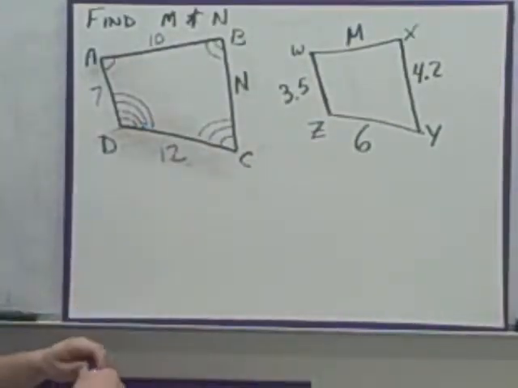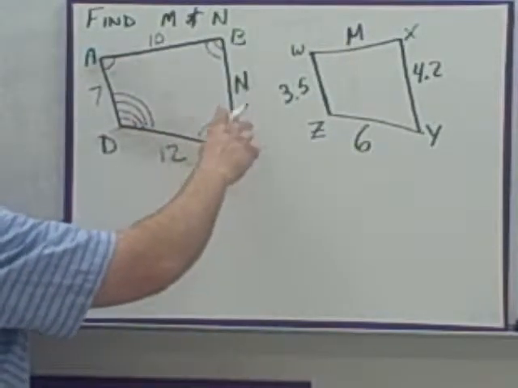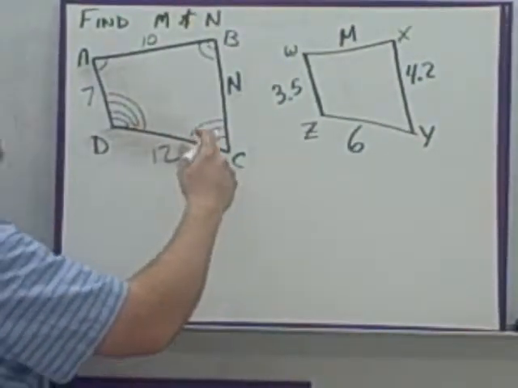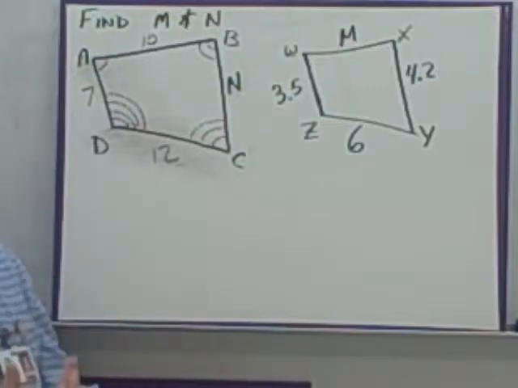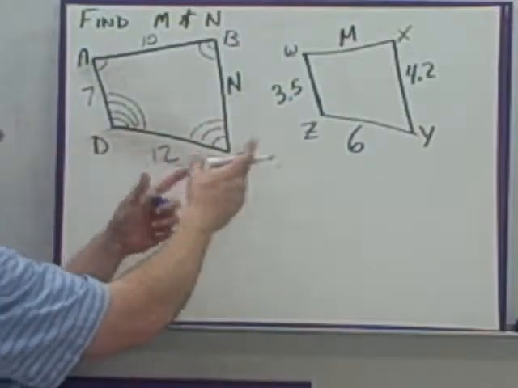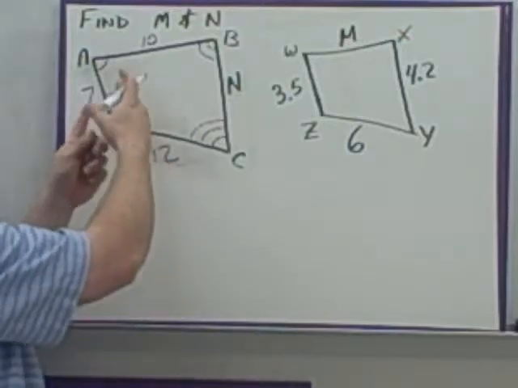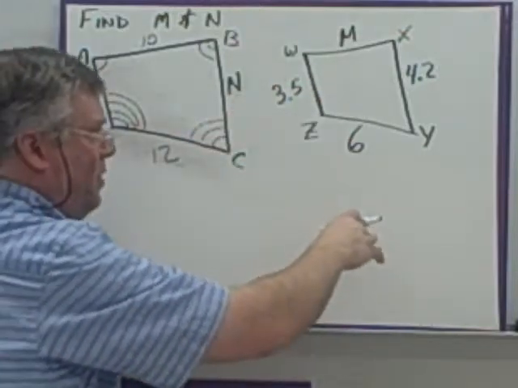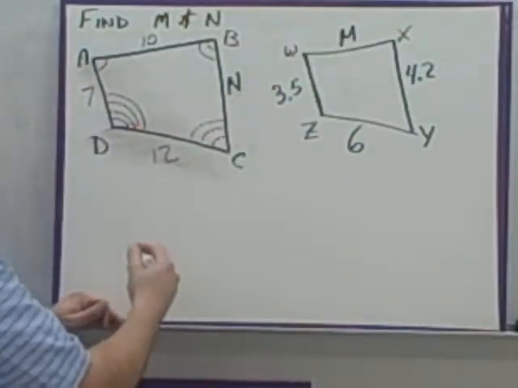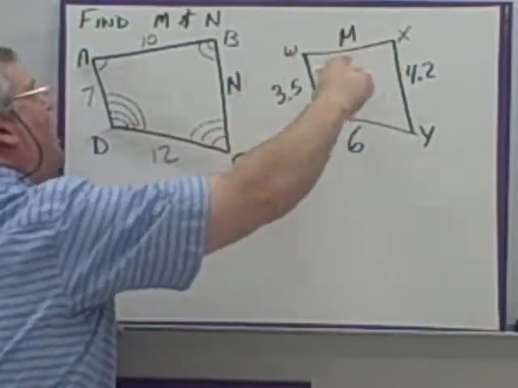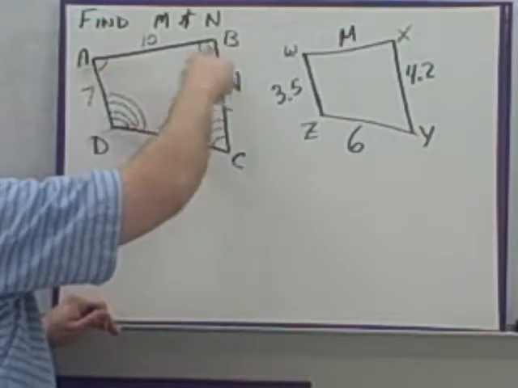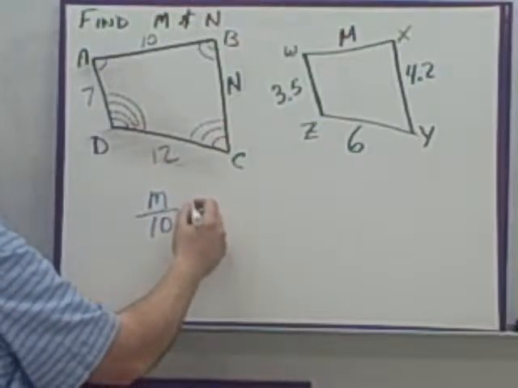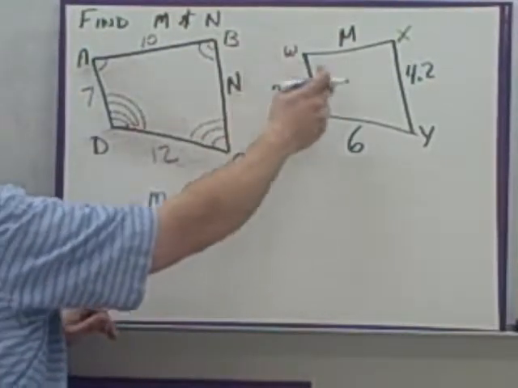All right, finding M and N. Let's find M first. To find M, I need to set up a proportion. This shape is bigger than that one. And yeah, the arcs are measured here, but I'm going to tell you, these two are similar, even though I didn't write the arcs in here. They're similar. So we've got to set the proportions. Well, M is the WX, and that's going to match up with AB. So I would put M over 10, small to big, smaller shape over bigger shape.